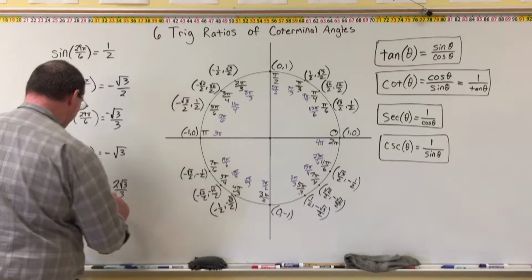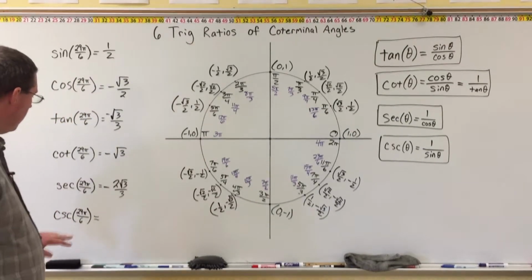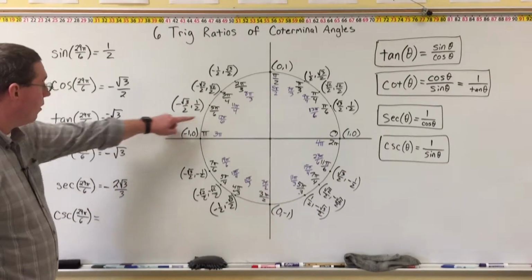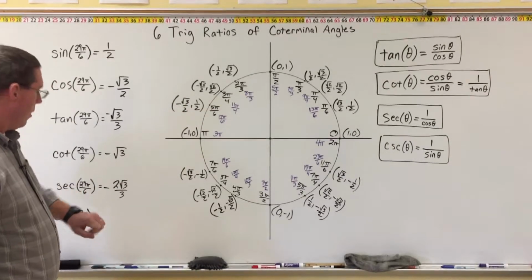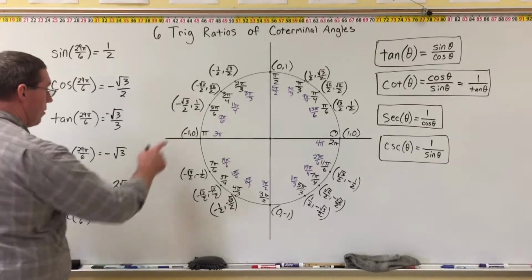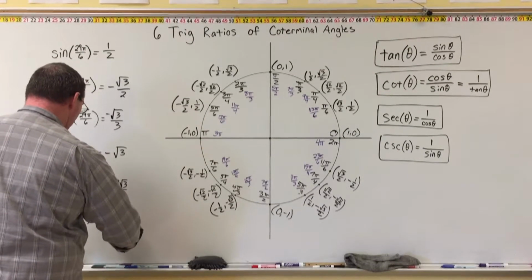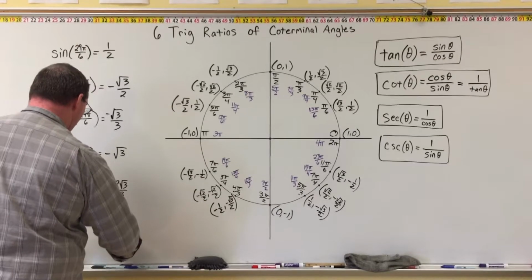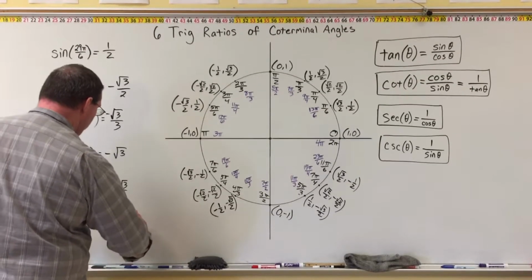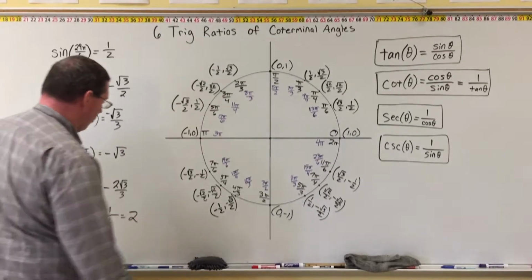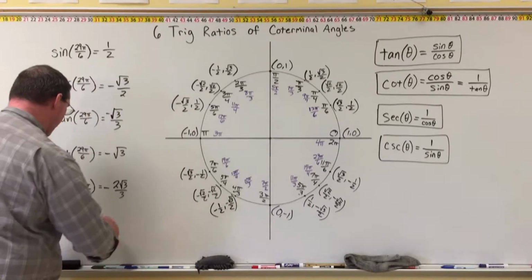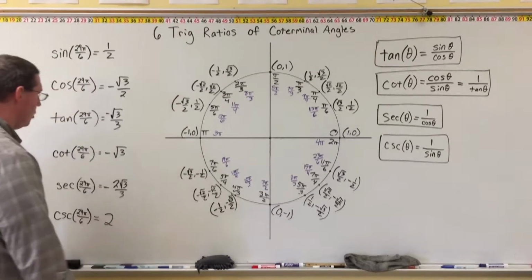Last one. Cosecant of 29 pi over 6 is the same thing as cosecant of 5 pi over 6. And cosecant is 1 over sine. Okay? And in this case, sine is 1/2. So that's 1 divided by 1/2. Well, 1/2 goes into 1 twice. So the answer is just 2. And so cosecant of 29 pi over 6 is 2.